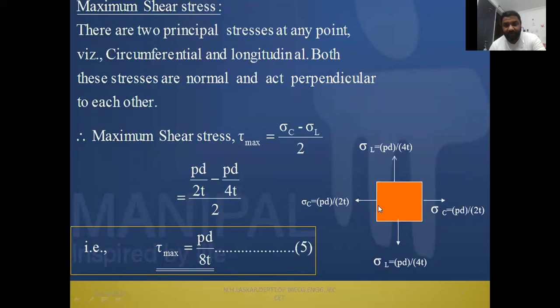Look at this figure. Suppose this is a body. Sigma c is Pd by 2t. Sigma L is Pd by 4t. And what is the maximum shear stress? It is Pd by 8t. So with this, I have completed.